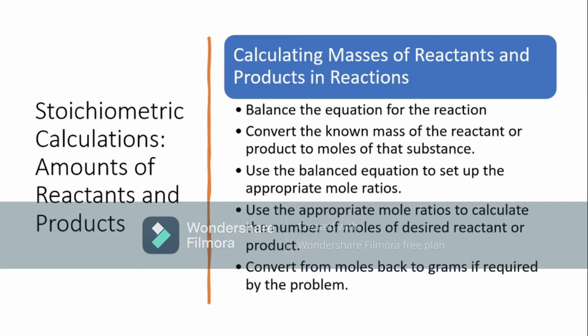So, we will use the balanced chemical reaction to set up the appropriate mole ratio. Later on, I will show you how to create a mole ratio. Then use the appropriate mole ratio to calculate the number of moles of the desired substance and then convert the moles papuntang grams. So, dito, yung importante, the heart and soul of the calculation for stoichiometry is the mole ratio.